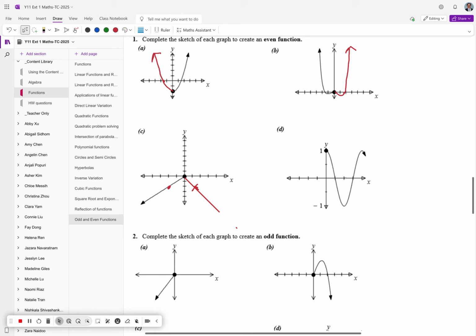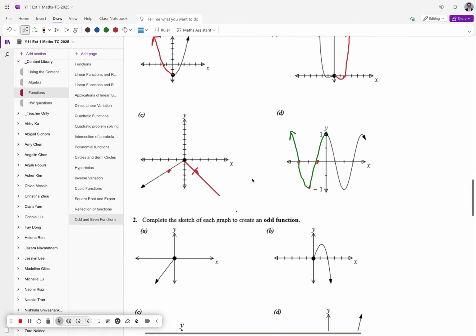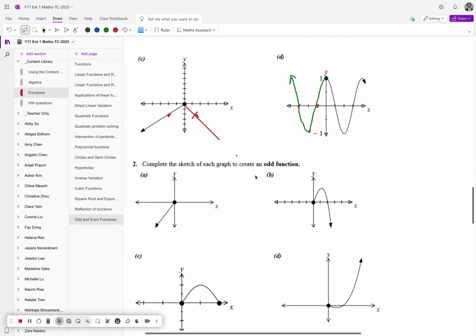Now what about this one here? To make this even, here we've got a turning point, so the mirror point will be over here. There are reflecting points there. This here is another intercept, just there. So you're going to sketch this. Something like that. Digital ink's a little bit slippery, but you got the idea of that symmetrical function. So they're all even.